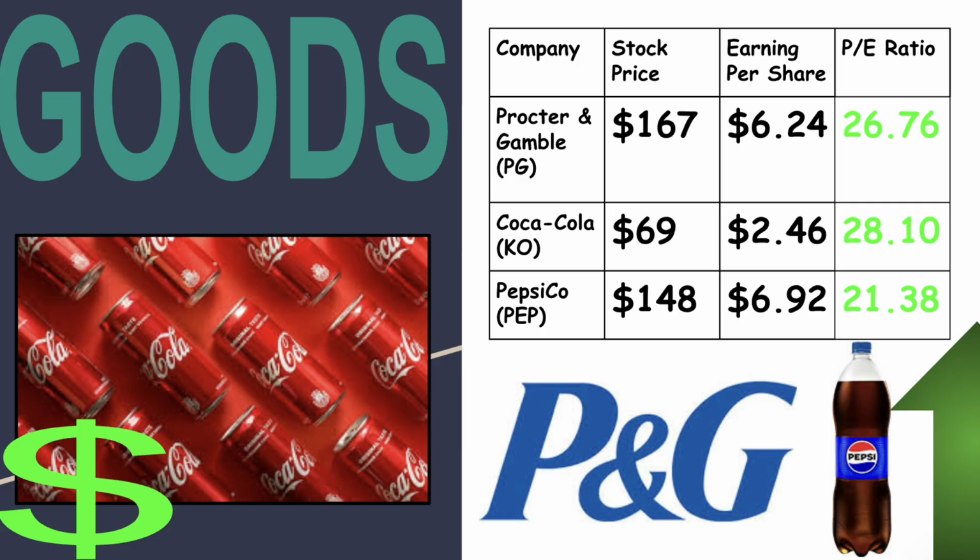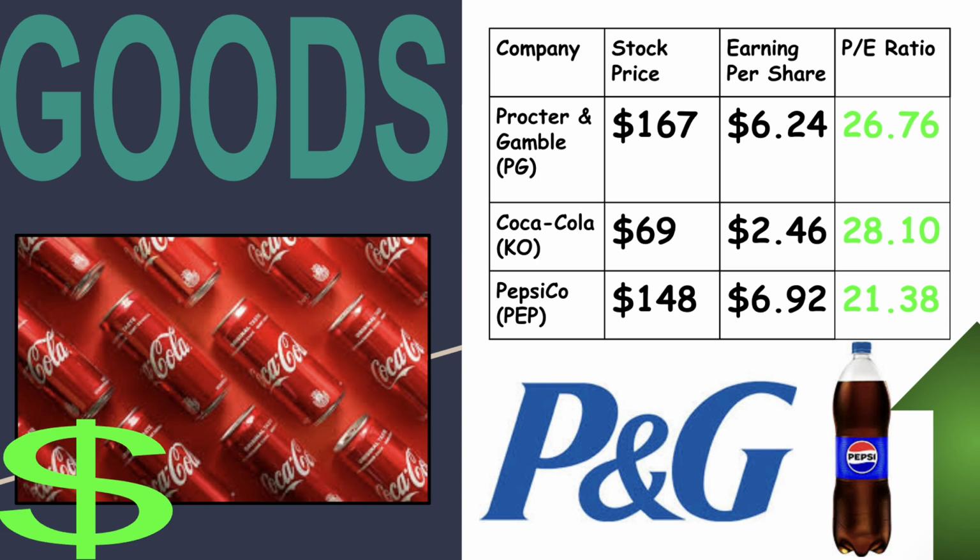Now let's compare this to the consumer goods sector, which is known for being more stable but slower growing. Here's a table for three well-known consumer goods companies: Procter & Gamble, Coca-Cola, and PepsiCo.